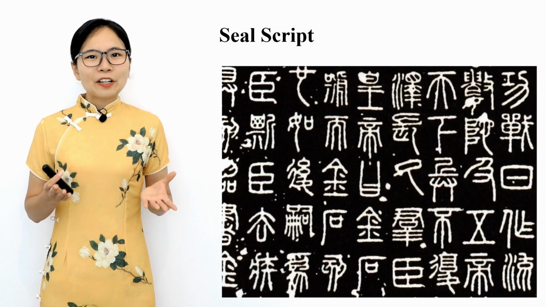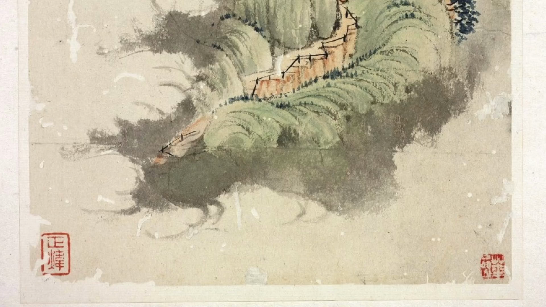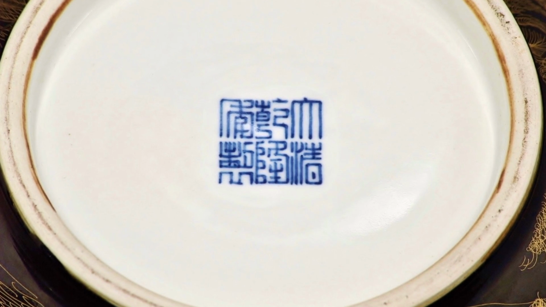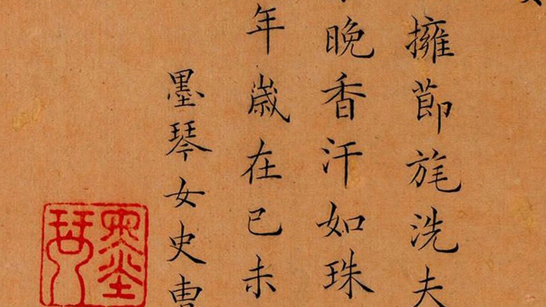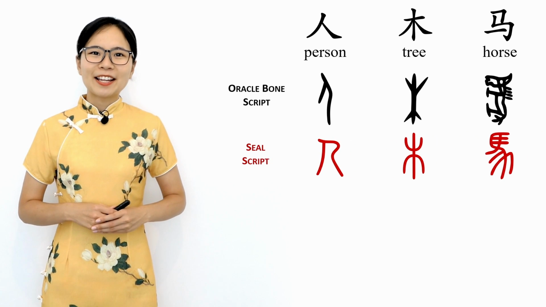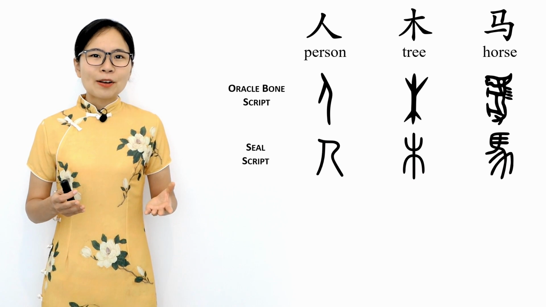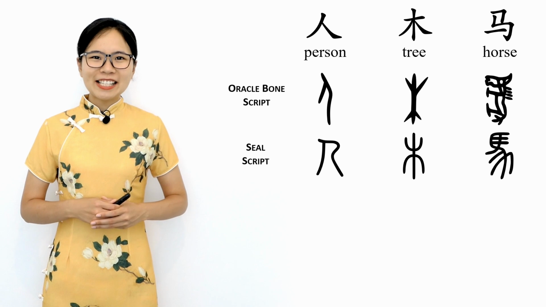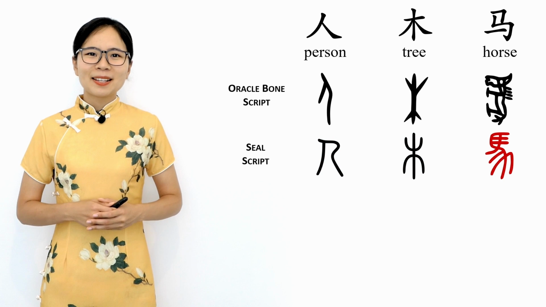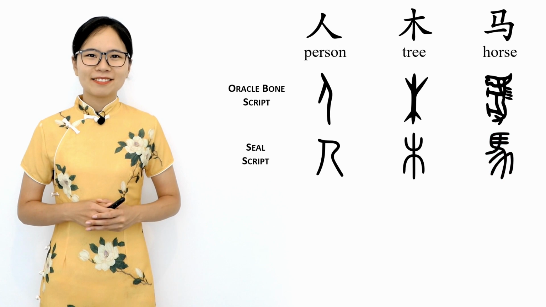It uses thin curved lines and is still used today for decorative purposes and creating seals for signing artwork such as paintings, pottery, and calligraphy. Here are the characters for person, tree, and horse written in seal script. You can see how the writing was made into a form that flows much easier. Person and tree are still recognizable. The horse may be harder to see, although it is now easier to write.